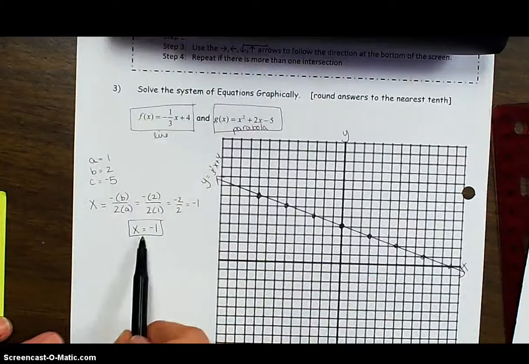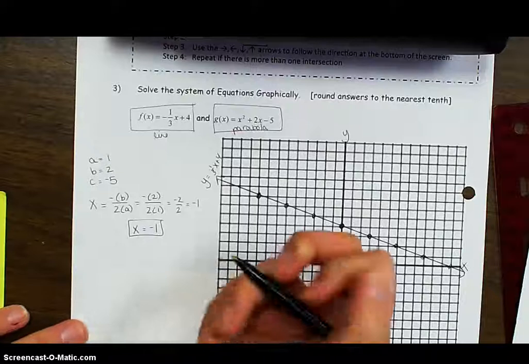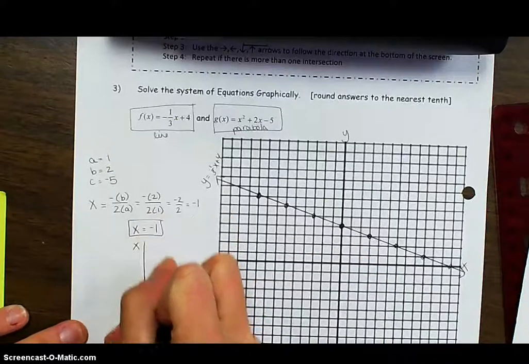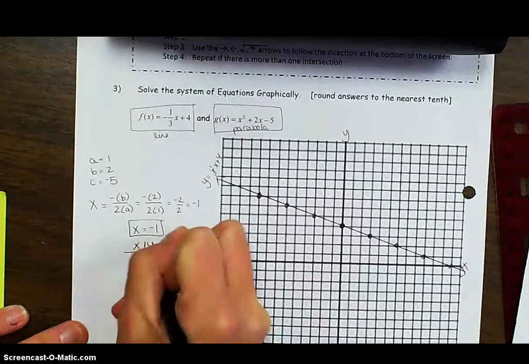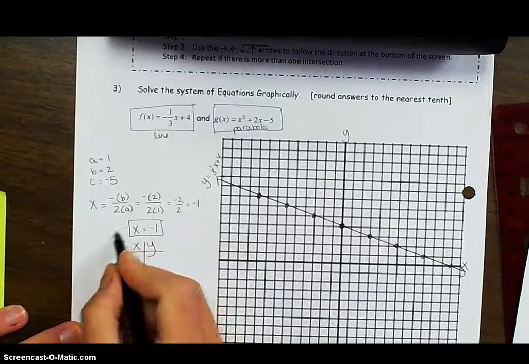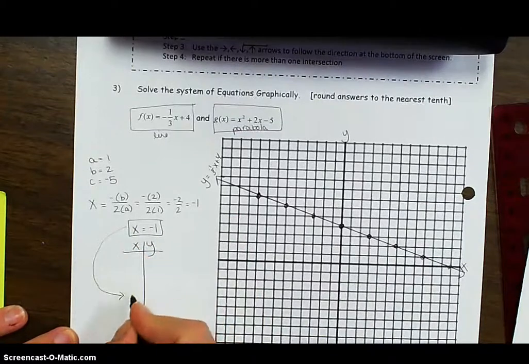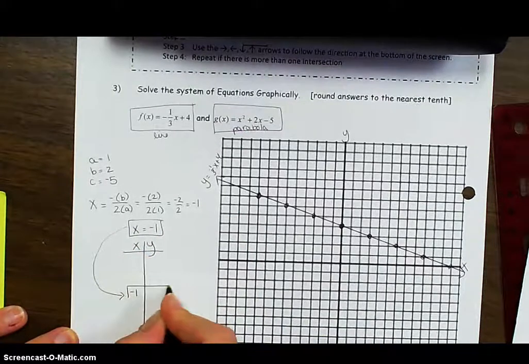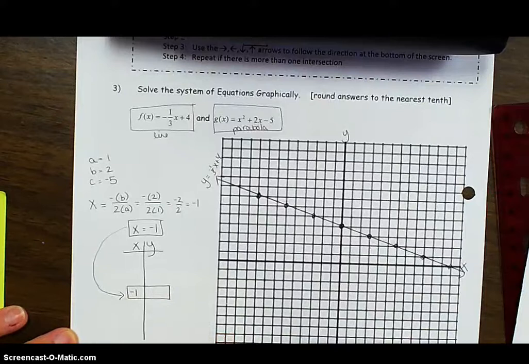All right, now the whole reason we find this axis of symmetry is because that's the middle of our parabola, which means it's also going to be the middle of our table of values. So I'm going to take that negative 1 and I'm going to put it right here in the middle. So this is my turning point or my vertex.